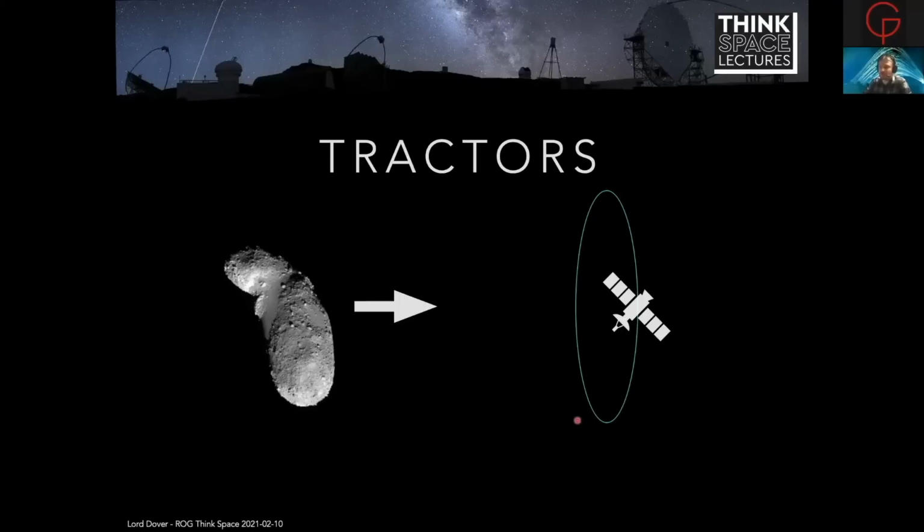Now, of course, this spacecraft will also be attracted to the asteroid, but it has engines. And so it can start firing its engines and maintain distance. And so it's basically using gravity to tow the asteroid out of the way. And so this can also be used to deflect an asteroid.